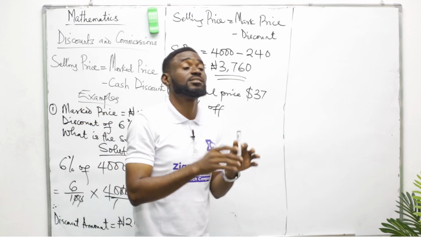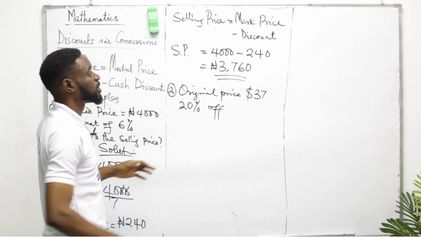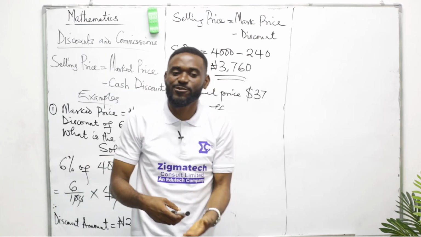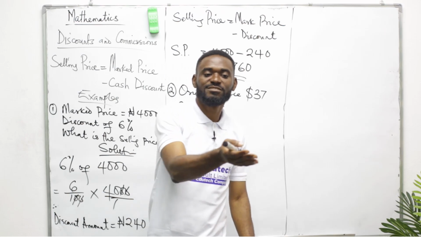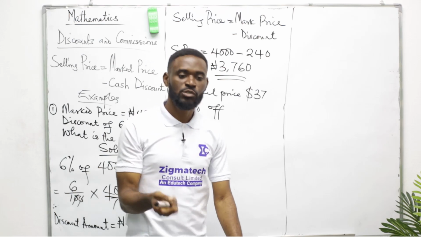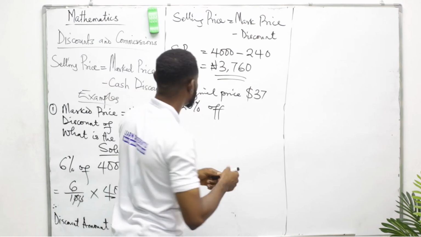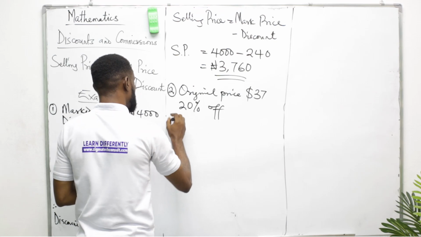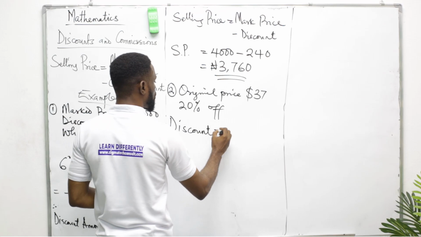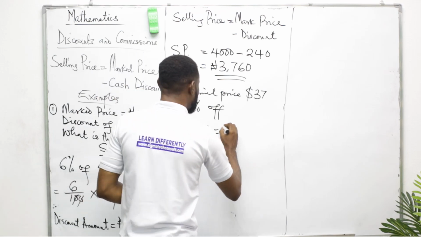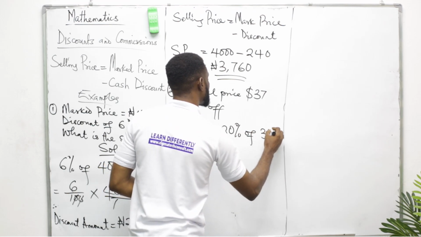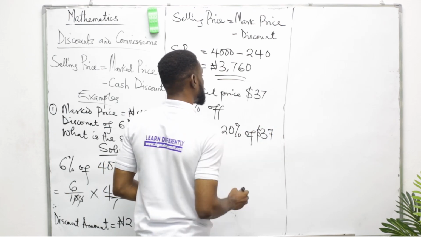So once we are done with that, there is no point doing this. Once we get the discounted amount, that's what they're asking us. Now, they did not ask you directly what is the discounted amount. But you should understand, if they say how much was deducted from the original price, that is the discounted amount they are talking about. So discount, which is what we are asked to solve, is equal to 20% of $37.